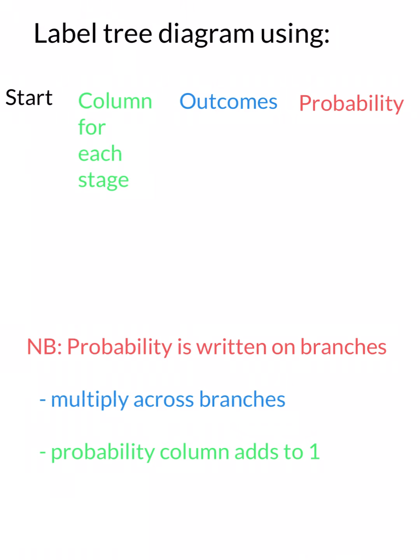Today we're adding a probability column. This is because our branches will have different outcomes and different weightings on them. Note the probability is written on the branches. We multiply across the branches, and the probability column has to add to 1.